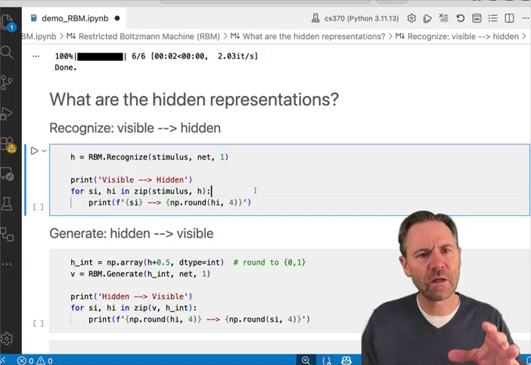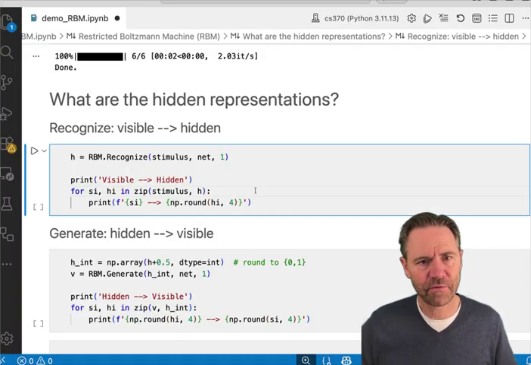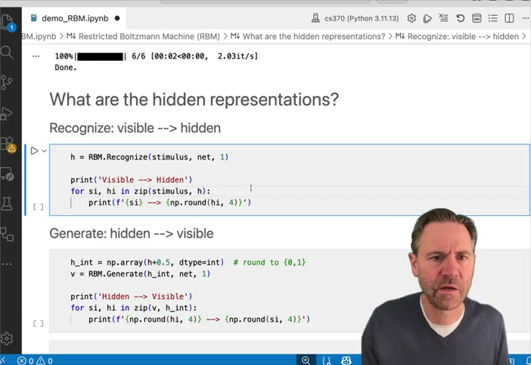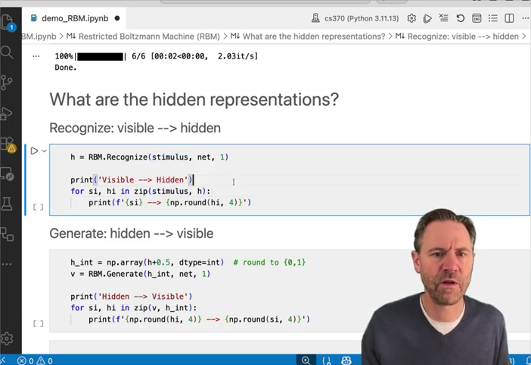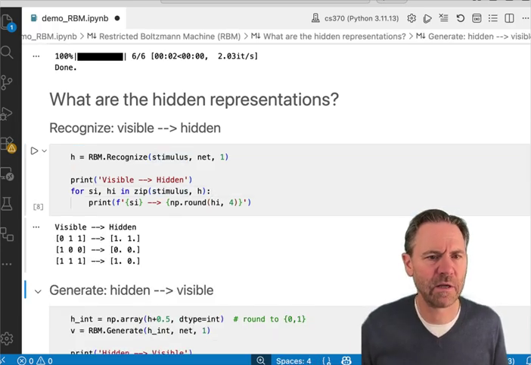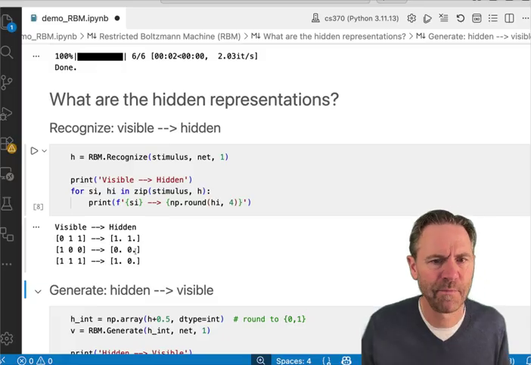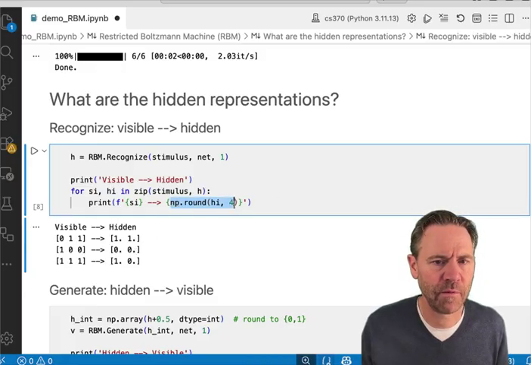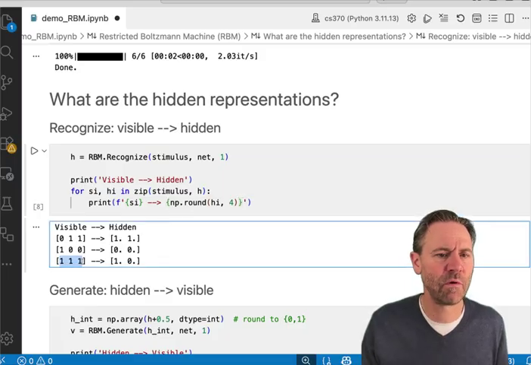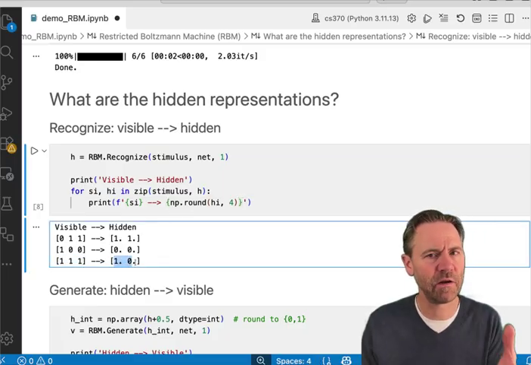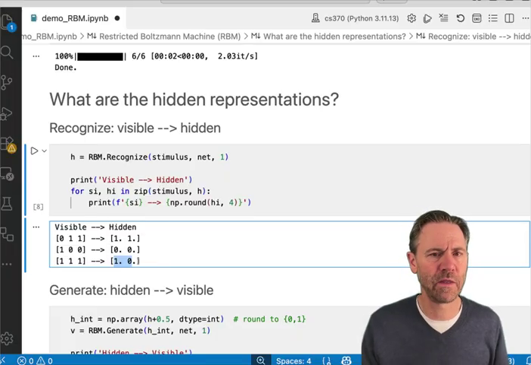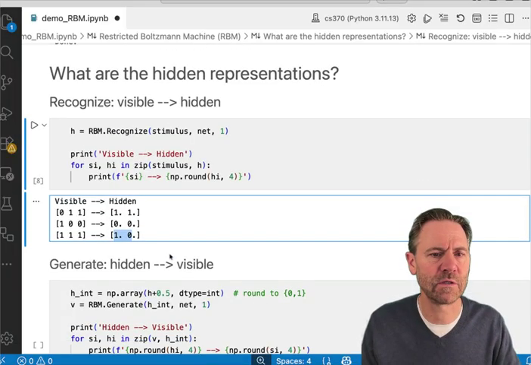So let's see what the hidden states are for the different inputs. I've got the stimulus, which holds the 3 different inputs, and I run it through my network, and I can see that 0, 1, 1 maps to a hidden state of 1, 1. 1, 0, 0 maps to a 0, 0. I'm rounding them, by the way. They're probably pretty close to 1s and 0s anyway. And visible state 1, 1, 1 maps to 1, 0. So it's come up with a different binary encoding for the hidden layer for each of the different inputs.